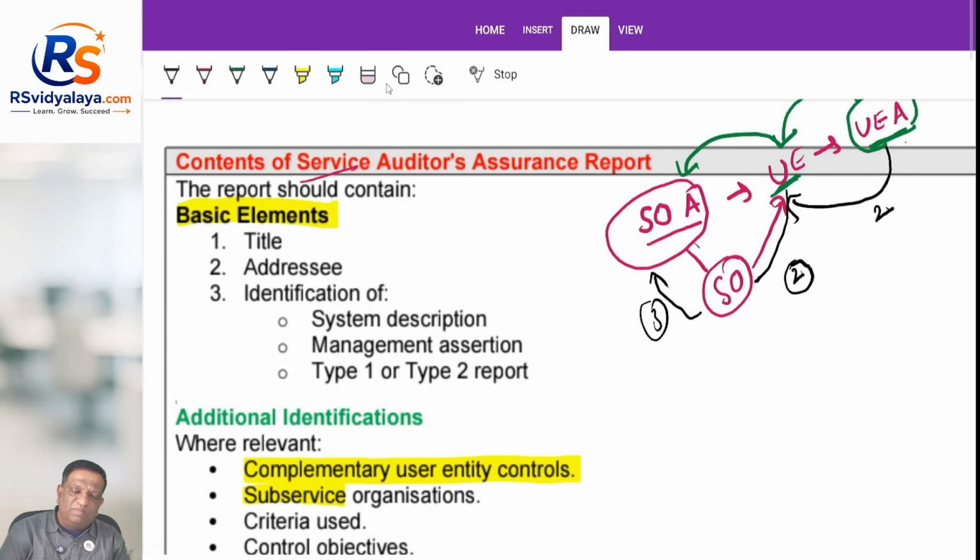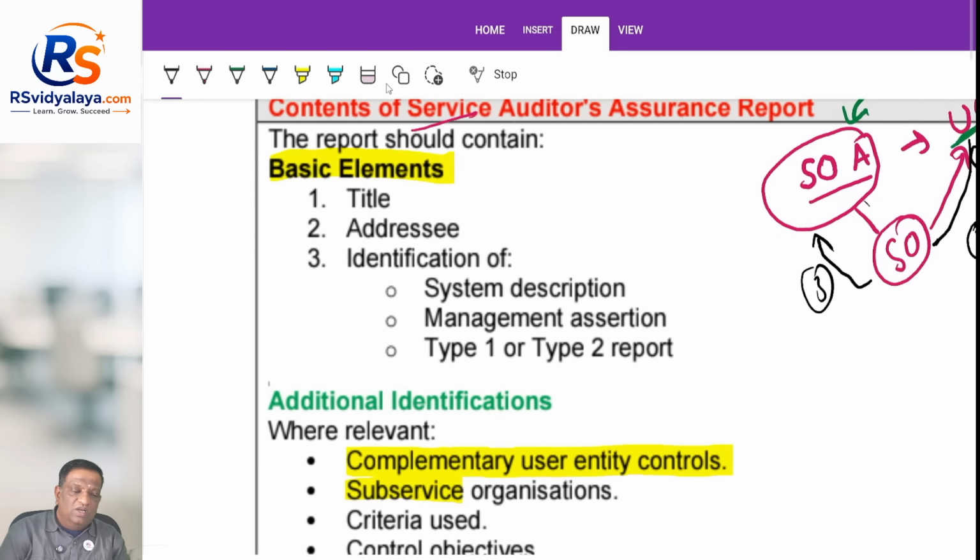Anyway, that does not matter, he is not testing so much on it. What are the contents of the report? Just mark that as a B category. As of now, he is not asking too many questions, he used to ask very old questions. So, what are the basic elements? First one, title. Second one, addressee. The addressee here is the appointing authority. Then the identification. Identification of what? System description, management assertion, and Type 1 or Type 2 report.